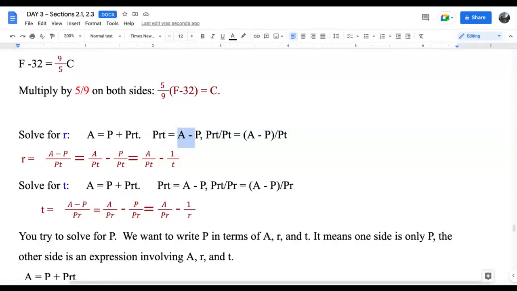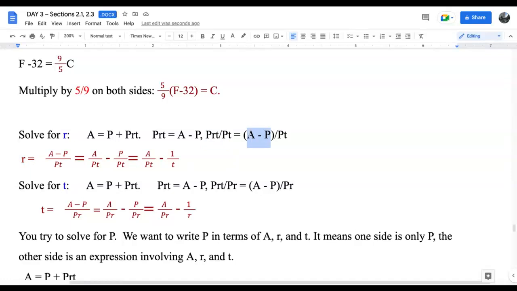In an equation, we can swap the left-hand side and right-hand side. Then R has a coefficient of P times T, so we just divide both sides by P times T. Then we see this is left with R, because P divided by P is 1, and T divided by T is 1, which leaves R.